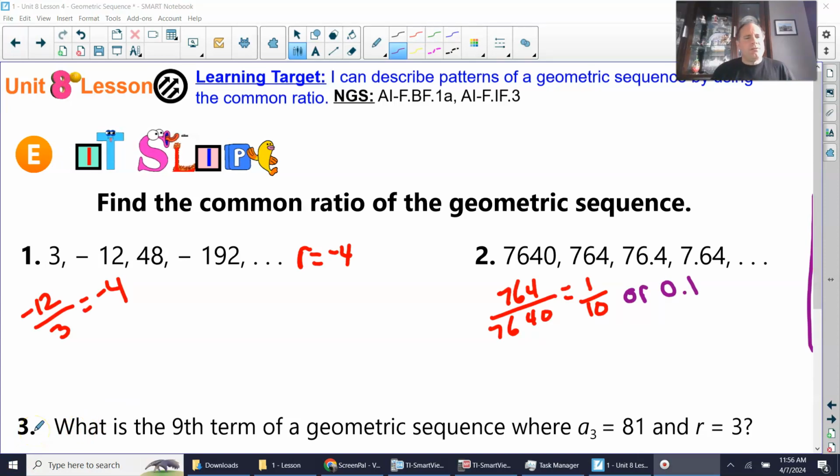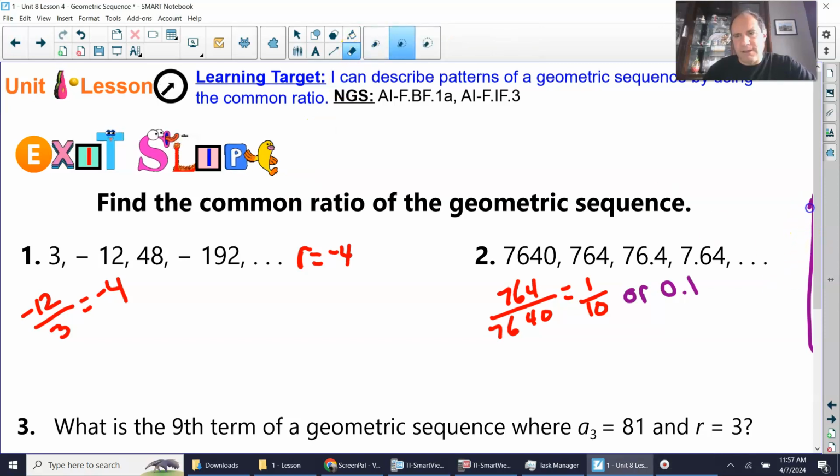So for the first question in the exit slip, very easy. You're just finding the common ratio. I did negative 12 divided by 3, which is negative 4. 48 divided by negative 12, if I tried it again, is negative 4, and it works out perfectly. Number 2, I took 764 divided by 7,640. Then you get 1 over 10, or you could put it down as 0.1, which is the decimal equivalent.